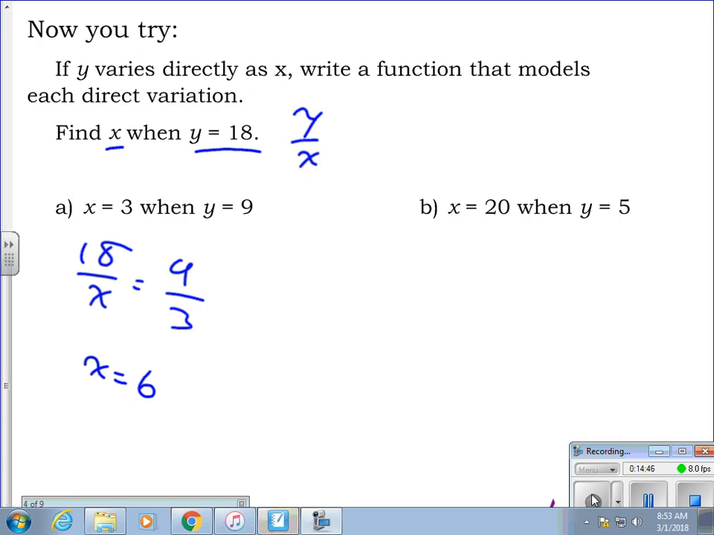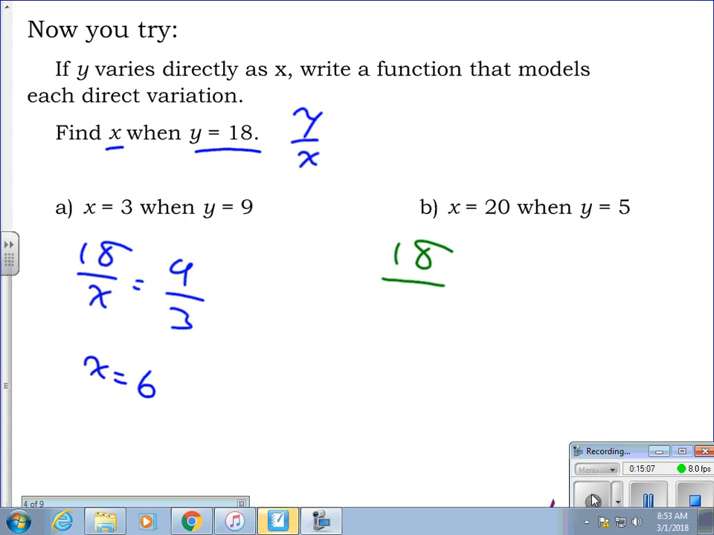9 times 2 is 18. 3 times 2 gives me 6. X is 6. Well, no, that's the way I did it. Yeah. Or you can cross multiply and you'll still get the same answer. Okay. I'm not saying you can't. I'm just saying, hey, here are some alternatives. Okay.